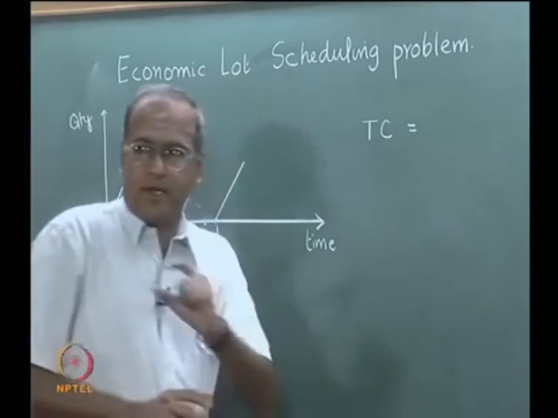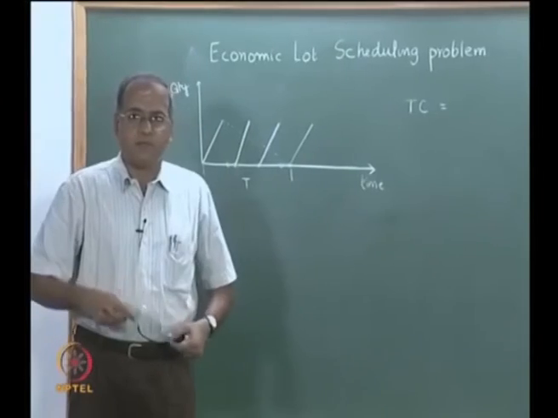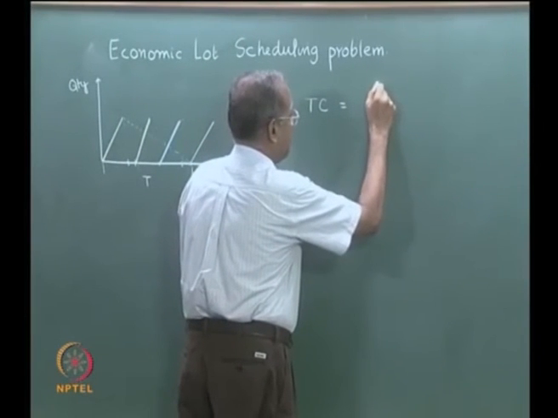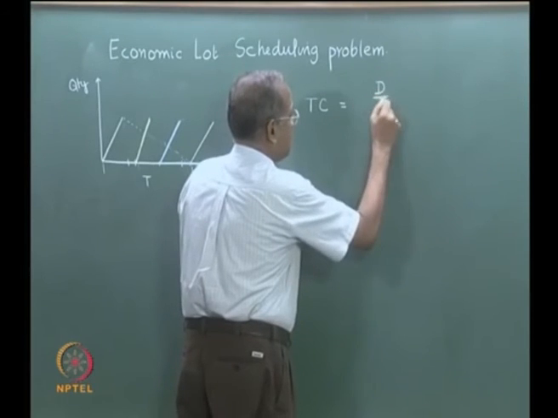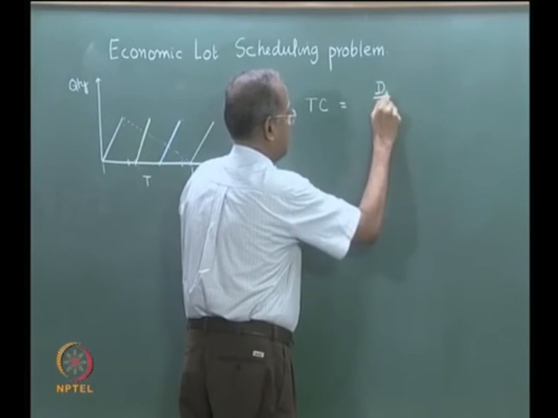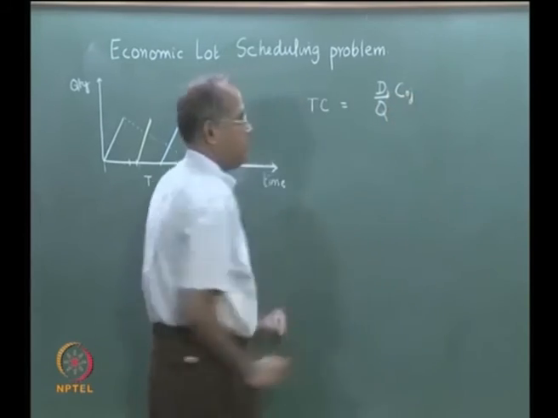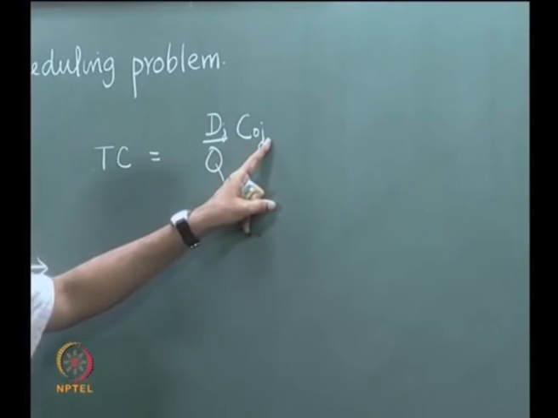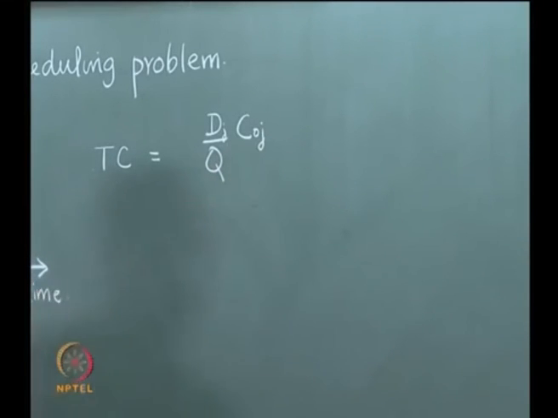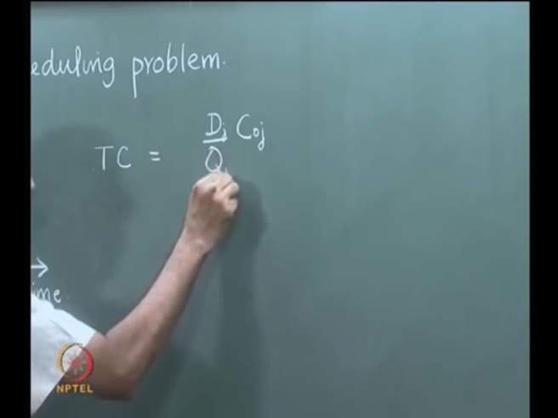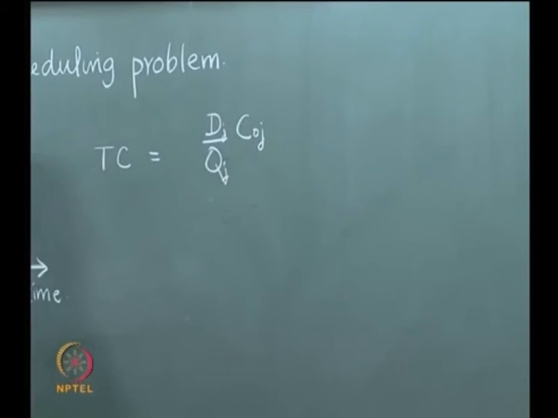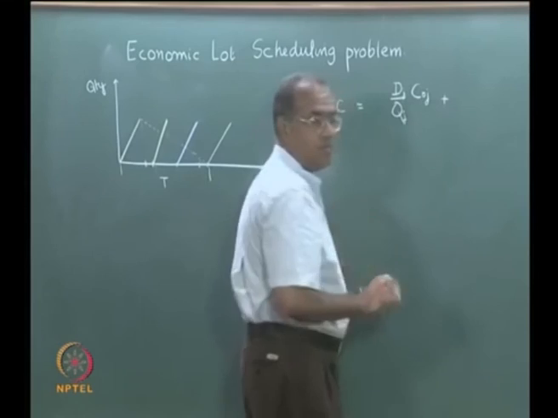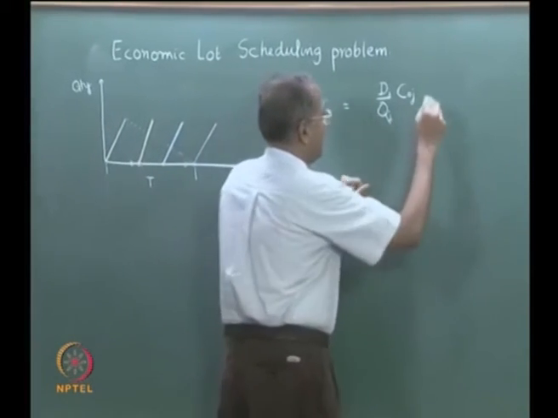So if we take a particular item, the number of times we would make that item is d by q. So the usual expression is d by q into C naught, where C naught for item j is the changeover cost, dj is the annual demand, qj is the order quantity or production quantity for that item, plus we also have already derived qj.